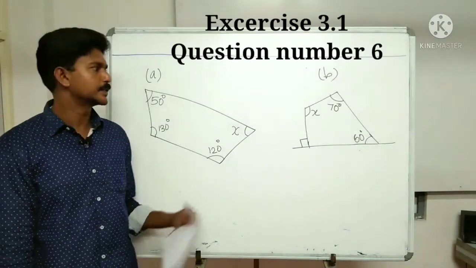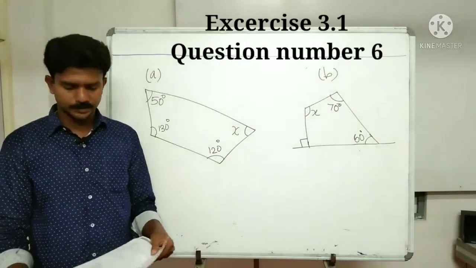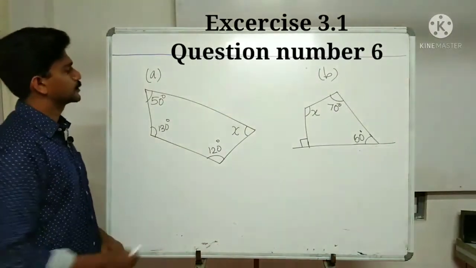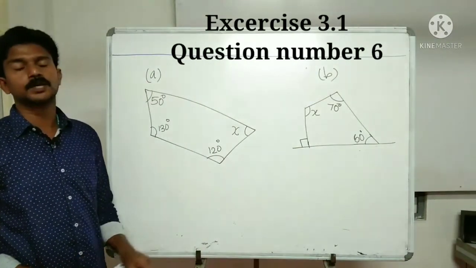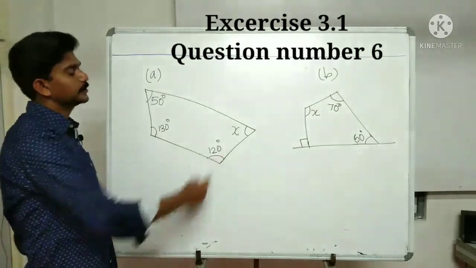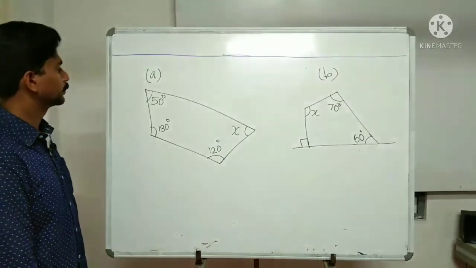Dear students, these are the figures given in exercise 3.1, question number 6. The first figure is given. The question is, we have to find the angle measure of x. X is an angle measure, we should find it.